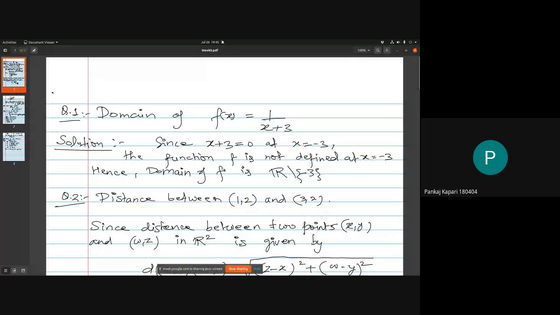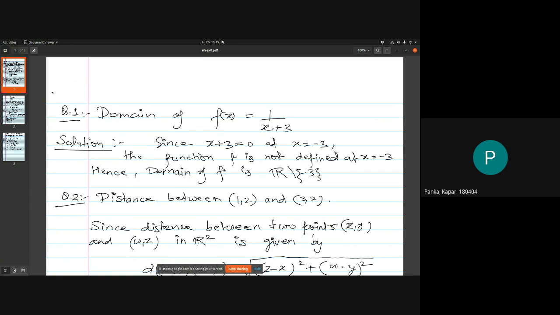Hello everyone. So we start with the first problem. Here the first problem is we have to find the domain of this function, which is given as f(x) equal to 1 over x plus 3. Note that the function is not defined when its denominator becomes 0, because 1 over 0 we don't define.